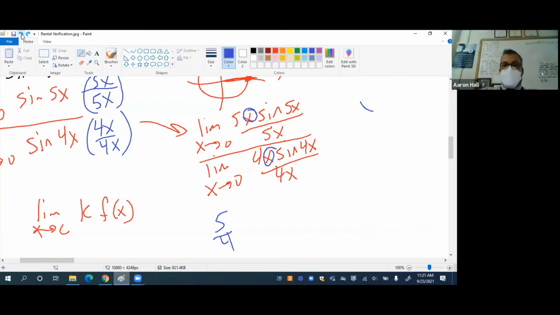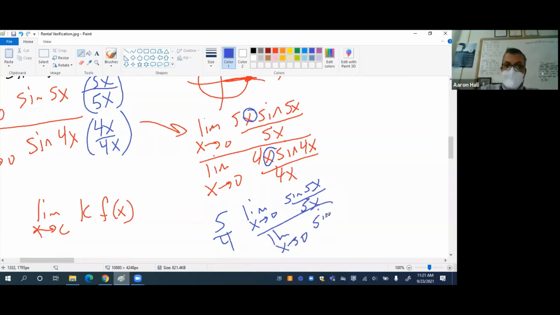So that's going to give me then the limit as x approaches 0 of sine of 5x over 5x over the limit as x approaches 0 of sine of 4x over 4x. You cancel 5 and cancel 4. Can you cancel these out? One is an angle and the other is a length. So we can't. One's inside and the other one's not.